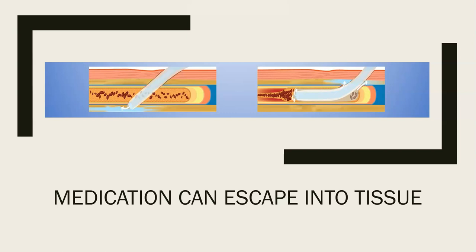So you can try to prevent this by making sure you're inserting the IV appropriately. But sometimes complications happen, and so we need to know how to spot this and what to do. The two complications that can happen from the fluid or the medication escaping into the surrounding tissue of the vein are called infiltration and extravasation.